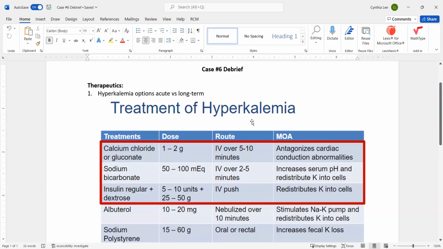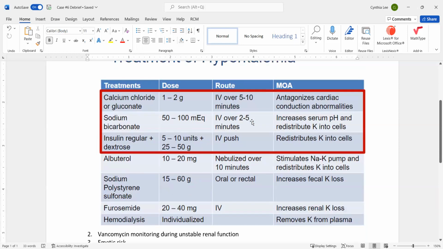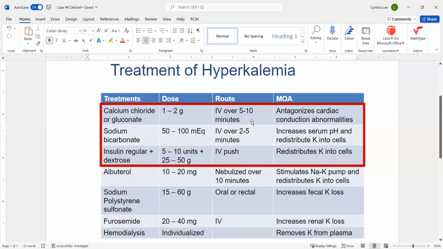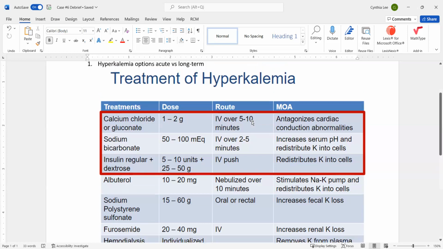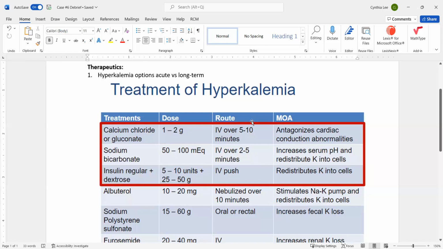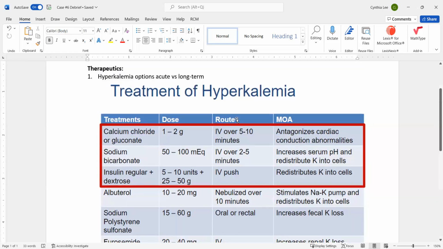But the first thing I just want to share with you guys, hopefully this would be a good resource for you when you go into rotations, because it might come up a lot. It is very important to give a summary in terms of how we treat hyperkalemia. There's a lot of options like I have listed here. And the important thing to know about treating hyperkalemia is to know the mechanism of action. Okay. Because it can help you decide which treatment to choose in a specific setting.